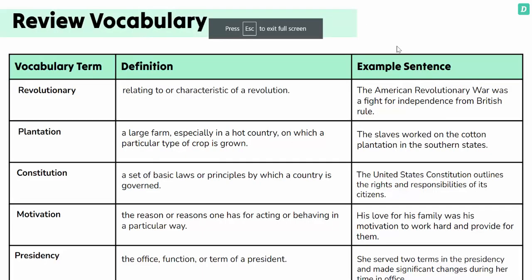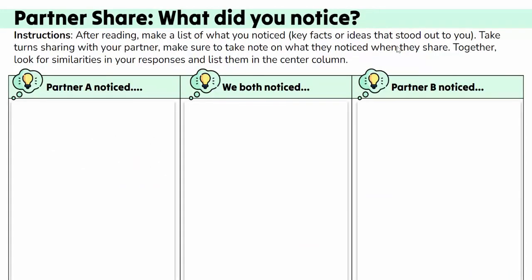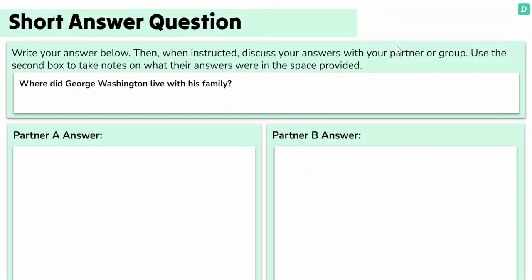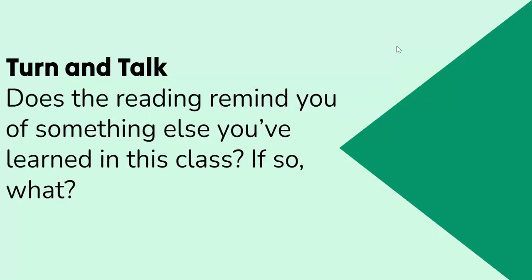So you can go through and you can see the vocab, read and take notes, partner share, multiple choice questions. What does partner A, what does partner B think? What's the correct answer? Short answer questions, open-ended, and then additional engagement, the turn and talk.